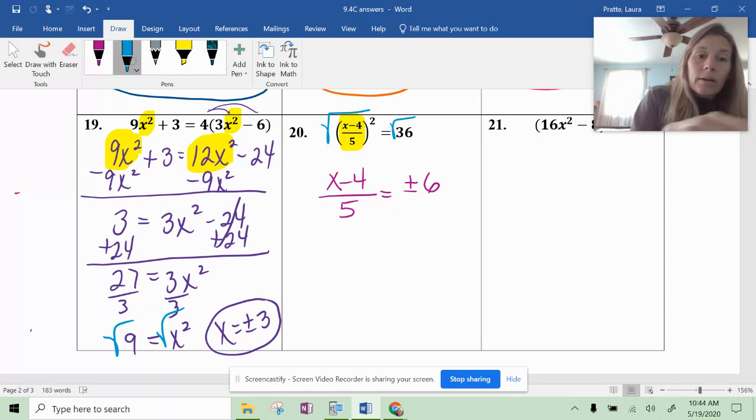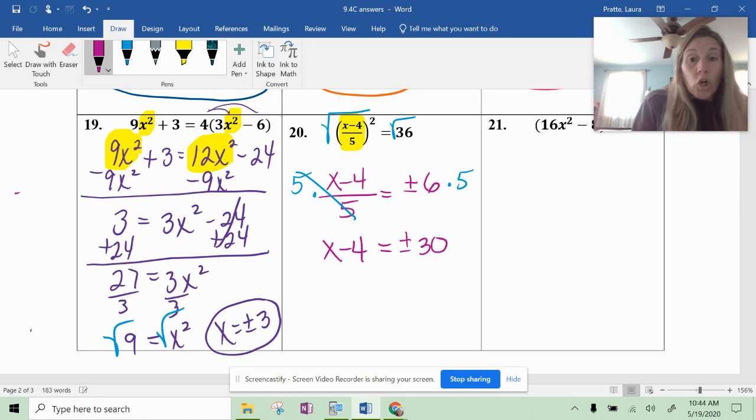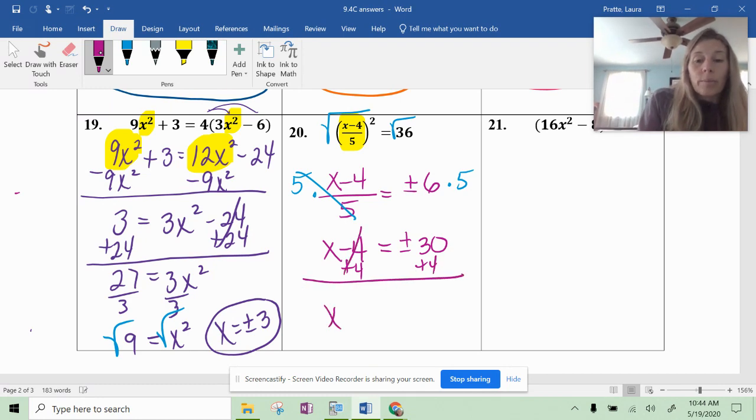Now, in order to get rid of this fraction here, if you multiply both sides by 5, that'll get rid of that. So you have x minus 4 equals, and then 6 times 5 is 30, and you just have positive or negative 30. So when you have multiplication, the sign doesn't change the answer. You just have a positive or negative 30. So then you would add the 4. This is when you get your 2 separate answers. So positive 30 plus 4 would be 34, and negative 30 plus 4 would be negative 26. And those would be your 2 answers there.